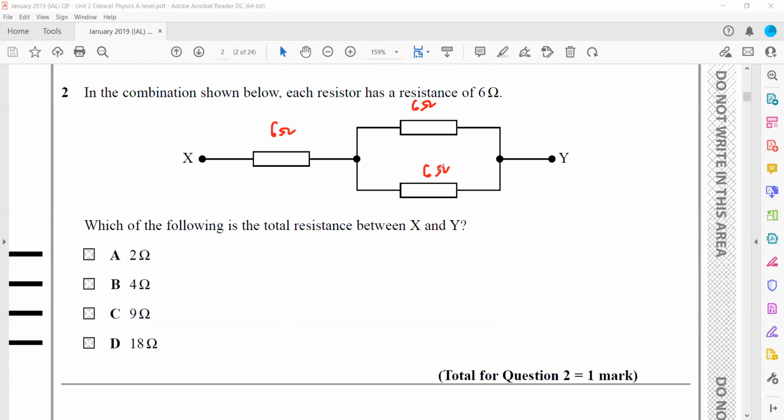So we multiply 6 multiplied by 6, divided by 6 plus 6. So 36 divided by 12, that is 3. So the combined resistance of these two is 3, plus 6, that makes 9. So C will be the right answer.